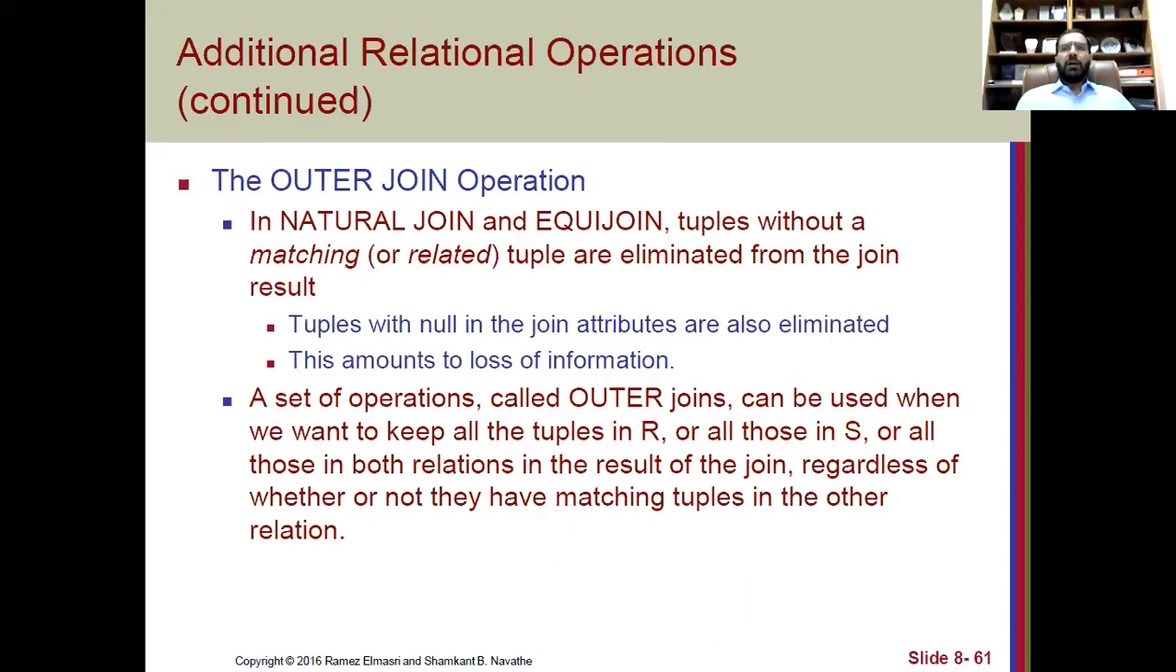The outer join operator is very important to understand, because in a natural join or an equi join, tuples without matching are eliminated from the join result, because we only retrieve the tuples wherever the values are equal, but wherever the values are not equal are all eliminated. Number one. Tuples with null in the join attributes are also eliminated. Remember, wherever we have that null value, that is also eliminated.